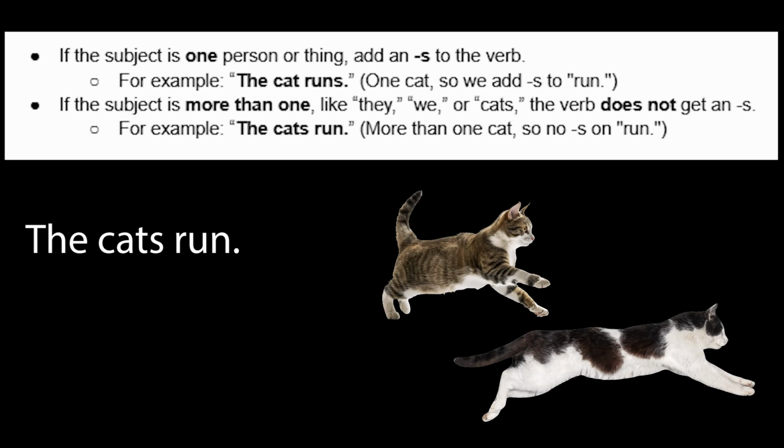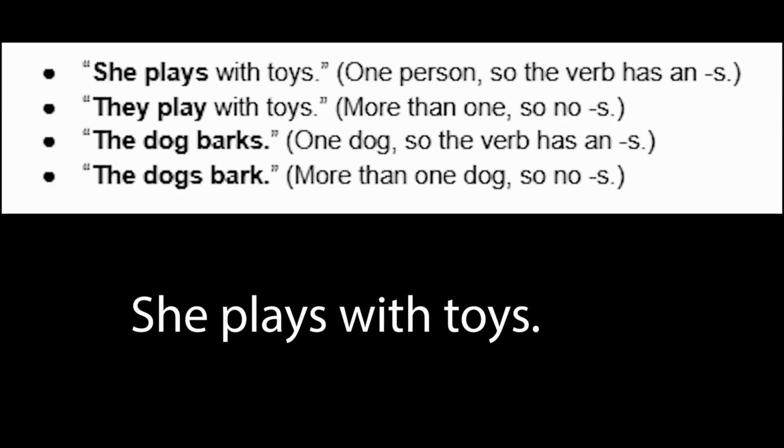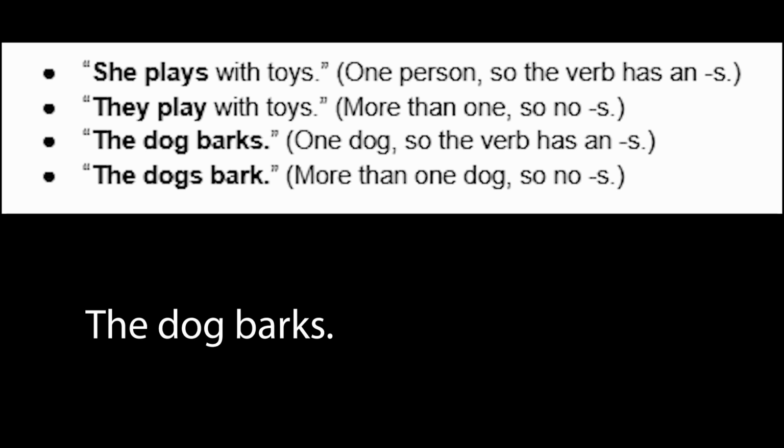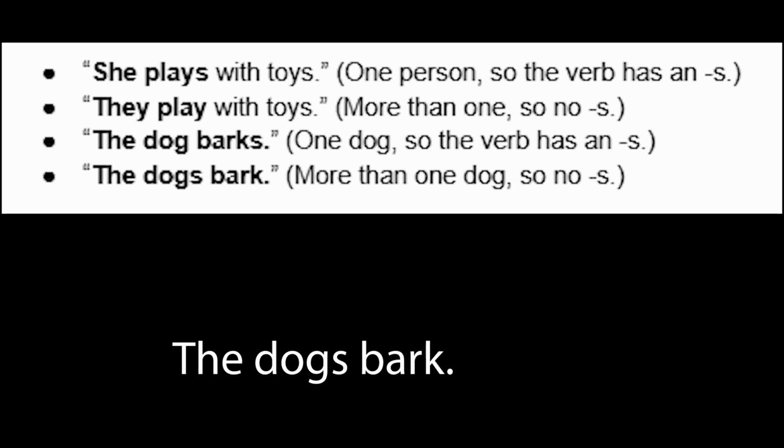Let's look at some examples. She plays with toys. She is one person, so the verb has an S. They play with toys. They is more than one, so no S on the verb. The dog barks. We have one dog, so there's an S on the verb. The dogs bark. There's more than one dog, so there's no S on the verb.